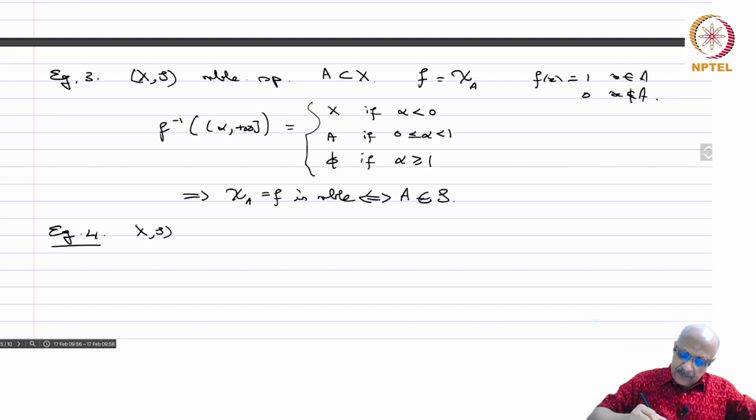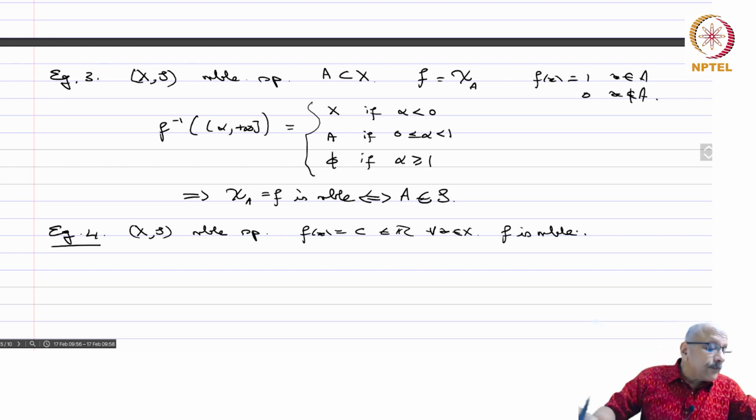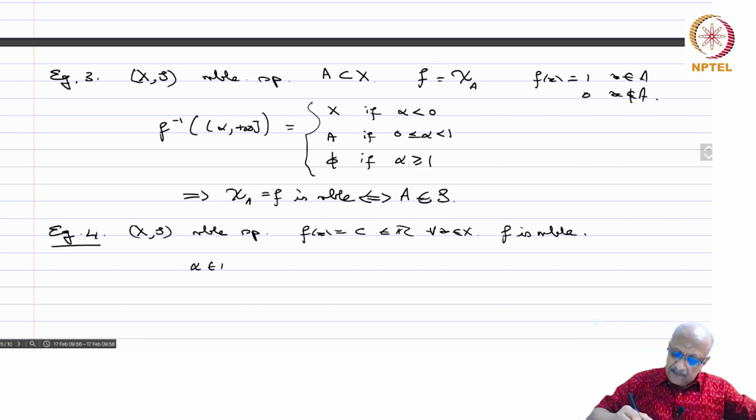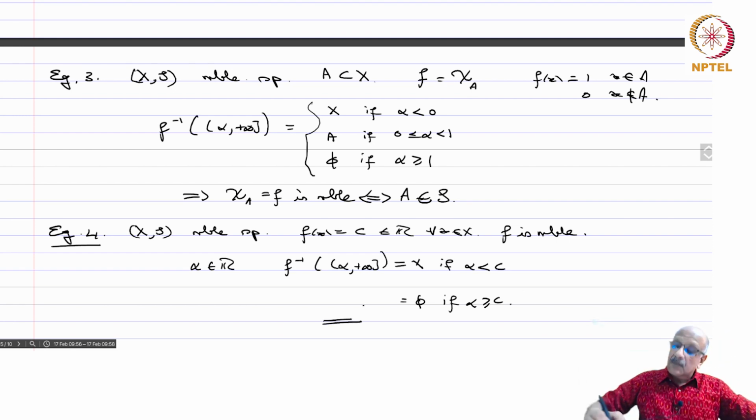So X is a measurable space and f(x) equal to c in R for all x in X. Then f is measurable, because if alpha is in R, then you have f inverse of (alpha, plus infinity) equal to X if alpha is less than c, and is equal to the empty set if alpha is greater or equal to c. Okay, so we have some examples of it.